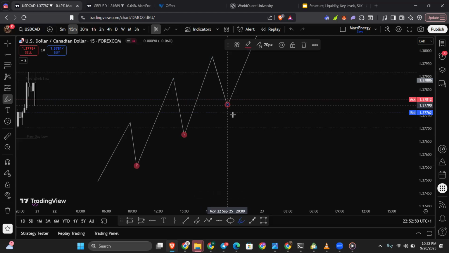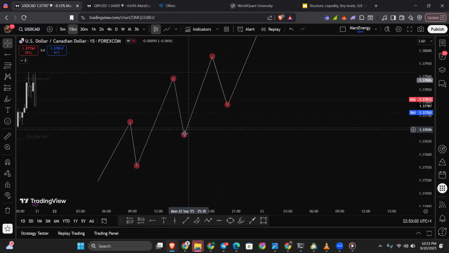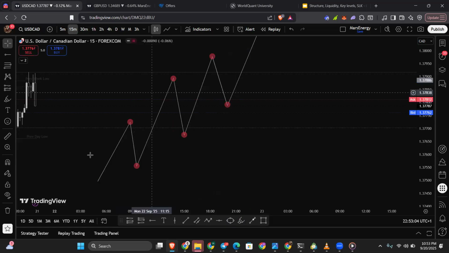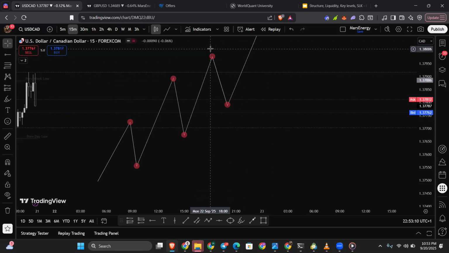Depending on the intention of price, all these things are liquidity points in the market. All right. And for this bullish profile, this is your swing high, which is your external range liquidity. This is your swing low, which is your internal range liquidity. So this is just another way of trying to explain the internal range and the external range liquidity. So you need to pay attention to them.